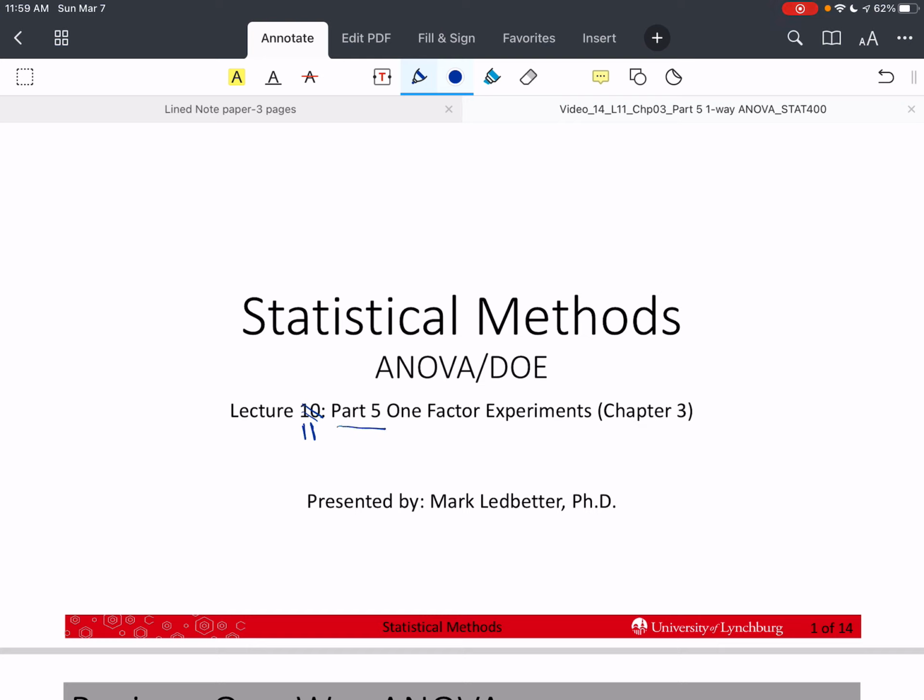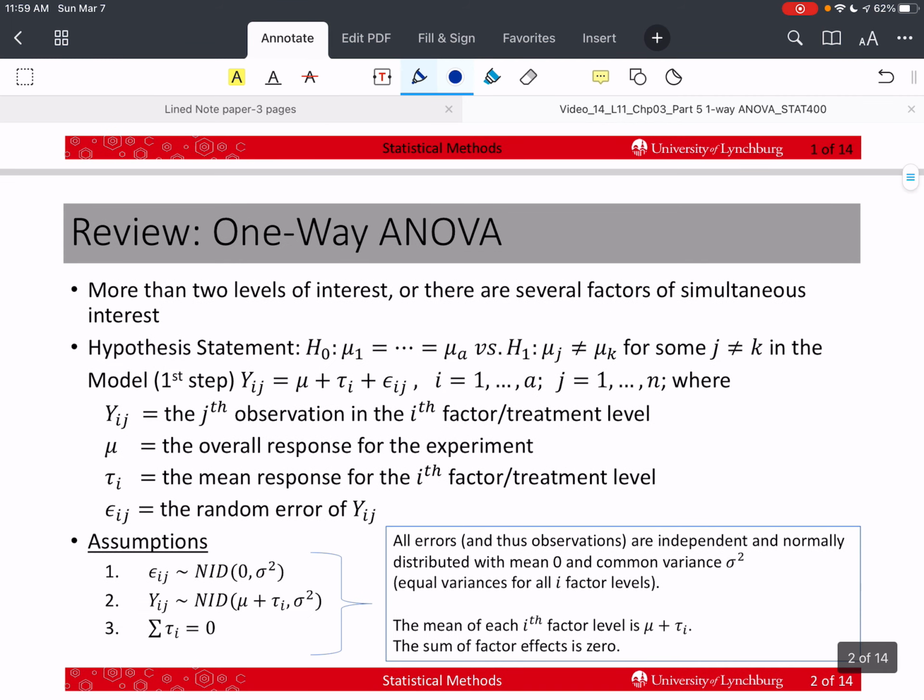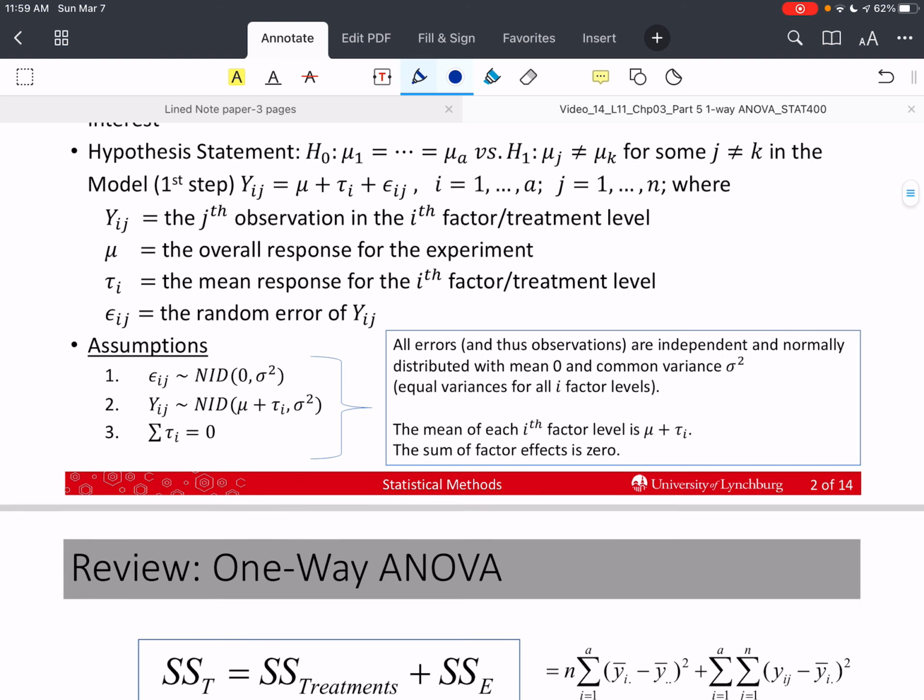We are in part 5 of chapter 3, and this is one-factor experiments or one-way Anova. So we've reviewed the hypothesis statements, the models, the assumptions, and in this video we're going to continue with checking the assumptions, which are very important.